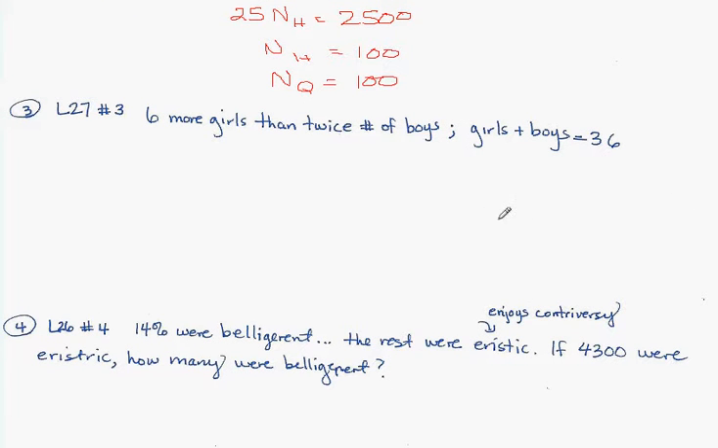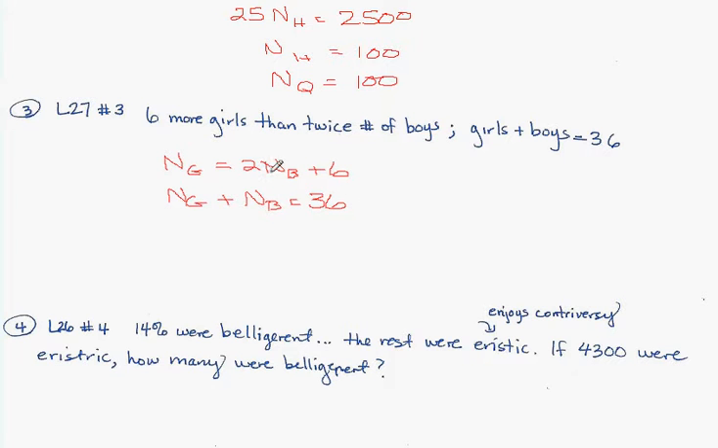There were 6 more girls than twice the number of boys. So the number of girls equals twice the number of boys plus 6. And the number of girls plus the number of boys equals 36. Six more girls than twice the number of boys. So the girls are 6 more than twice the number of boys.